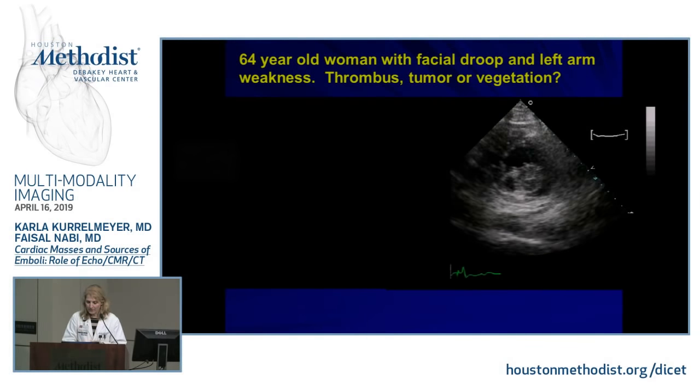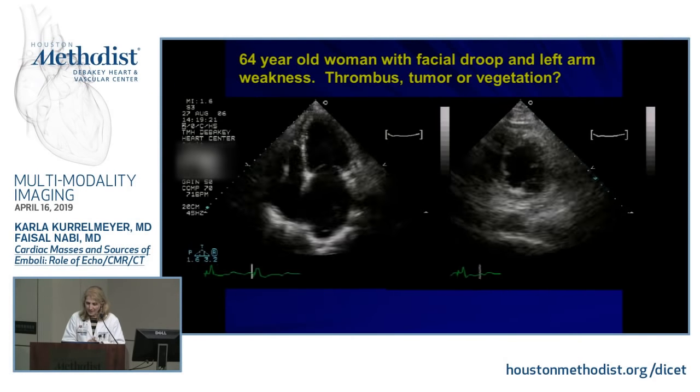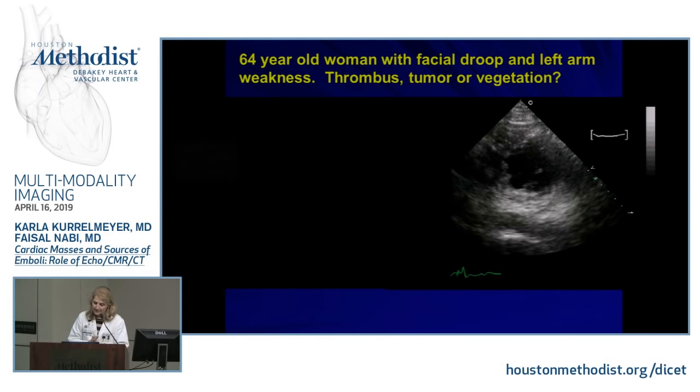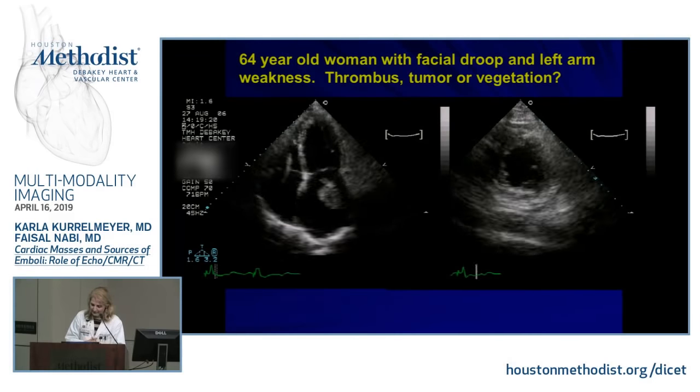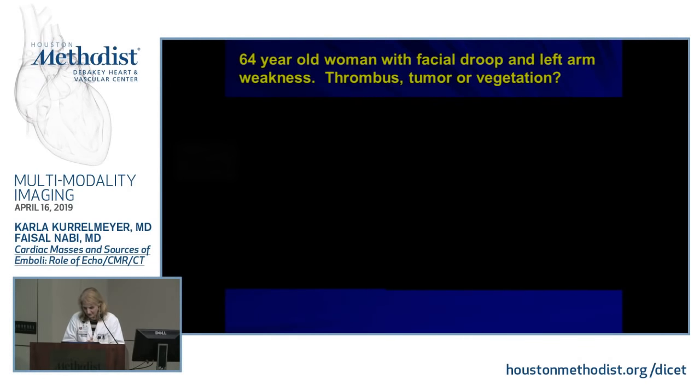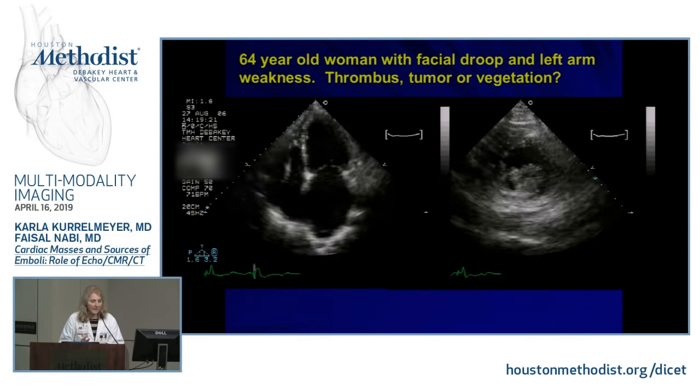And this is a patient of mine. She came in with facial droop and left arm weakness. You can see there's a very mobile pedunculated mass that's trying to get across the mitral valve. That's classic for a thrombus because she's got the substrate for a thrombus: she's got AFib and a big atrium. So she went to surgery and they removed it because she was having multiple strokes.